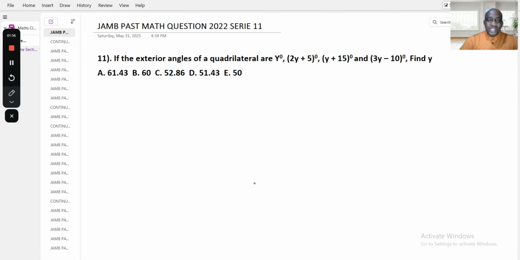I am here to teach you guys how to solve JAMB past questions for the year 2022 mathematics. Let's begin to solve this question together.